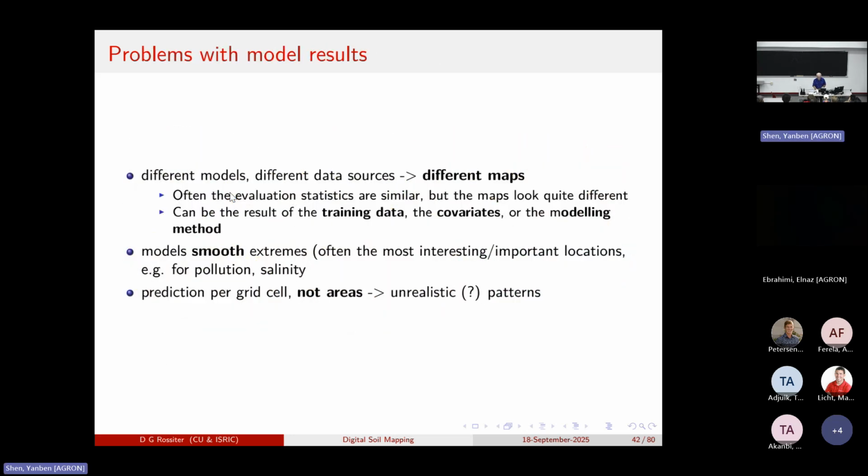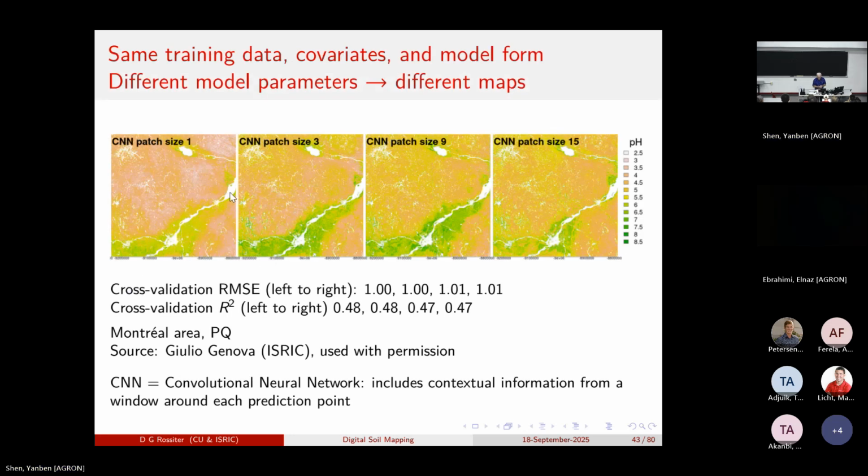Another problem is that different models and different resources will give different maps. I have a paper on this from a couple of years ago. Here's a nice example from an area near Montreal, using convolutional neural networks with 4 different window sizes, which is something you can do in these neural networks. You can see the different predictions and the different patterns, but the cross-validation R-squared and RMSE are almost identical. So there's nothing to choose between these maps based on the statistics. Obviously they're really different maps. What do you do? Which map do I show? I can't get him to publish this paper. He says, no, it's too depressing.